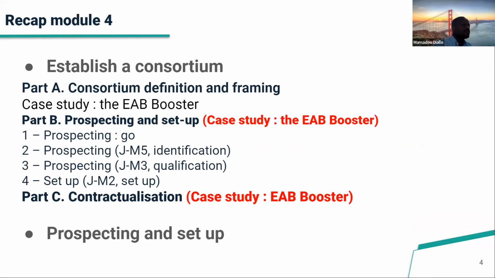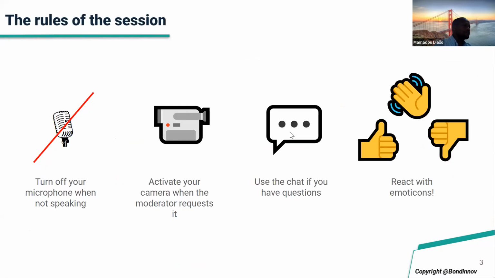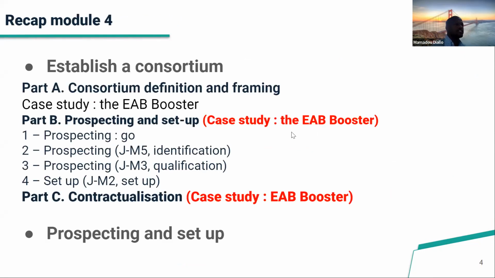I usually want to make a recap before starting the module. So in the previous module, we talked about establishing the consortium. You talked about the case study, the African Union project, and so you have seen some examples. And in part B, you talked about prospecting. Are you going or are you not going? And from there, you have seen that timing management is really crucial if you want to succeed in writing your project and answering on time.